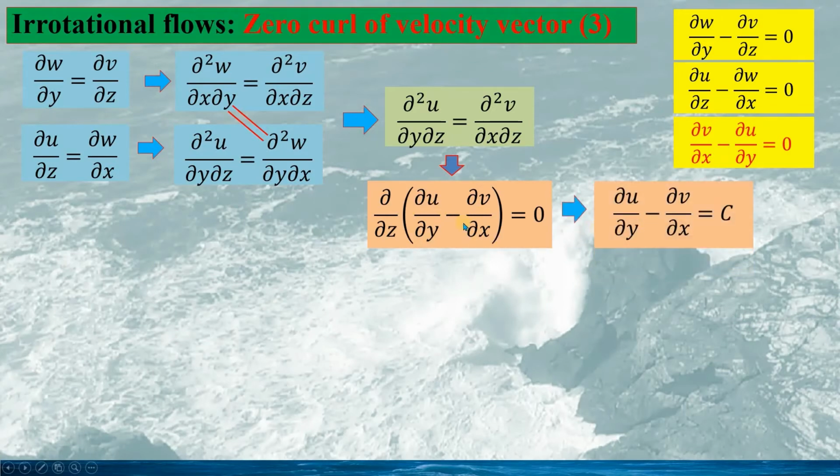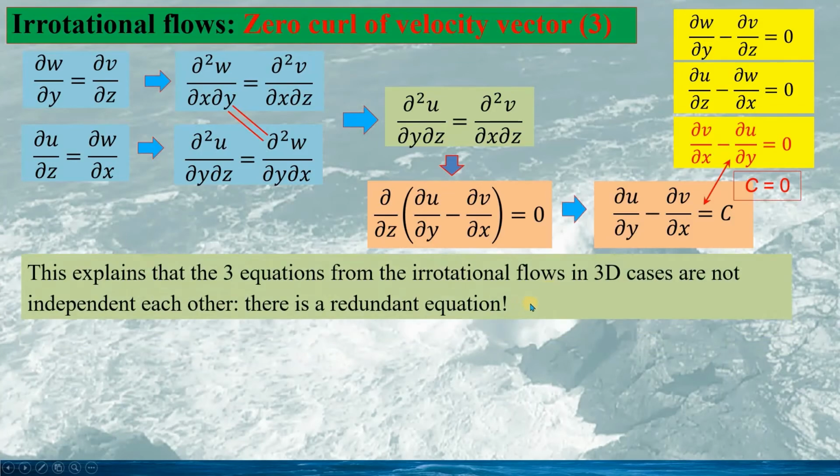And we can integrate this into an expression as this. Here, c is an integral constant. It would be independent of z. So if we take c equal to 0 as the special case of this expression, we can see this would be the same as the third equation. That means in 3D irrotational flow, these three equations are not independent of each other.